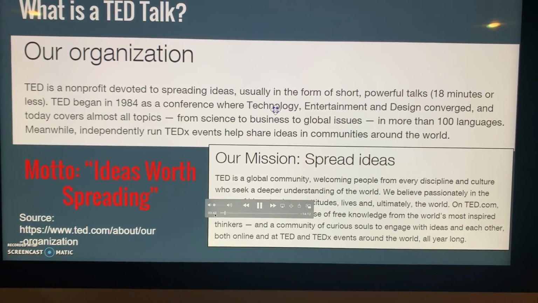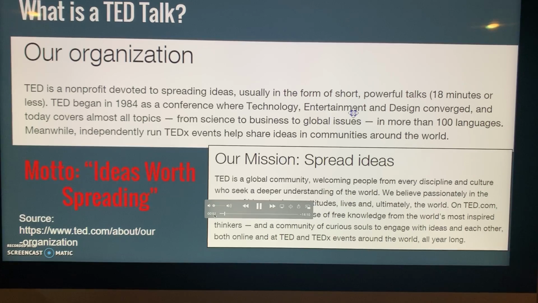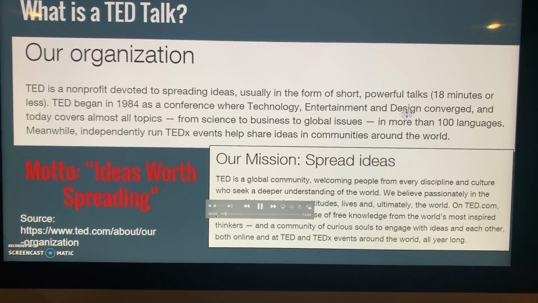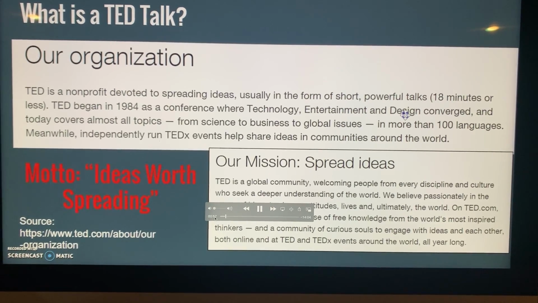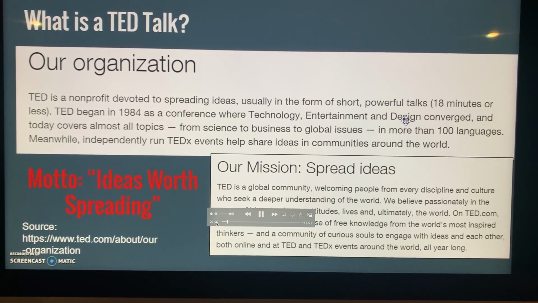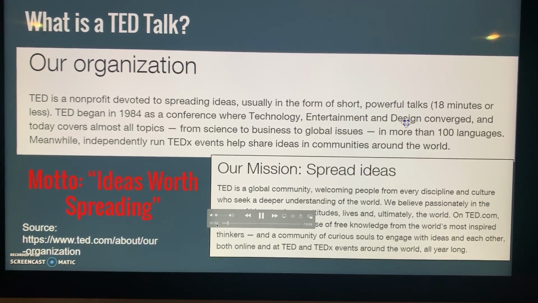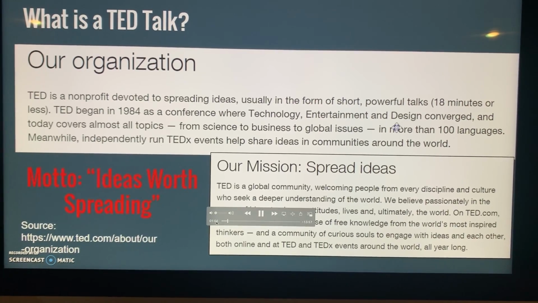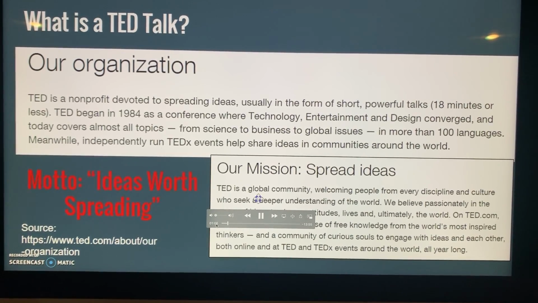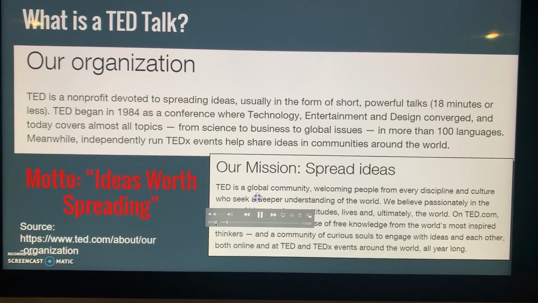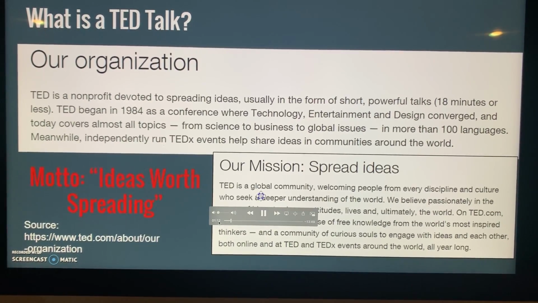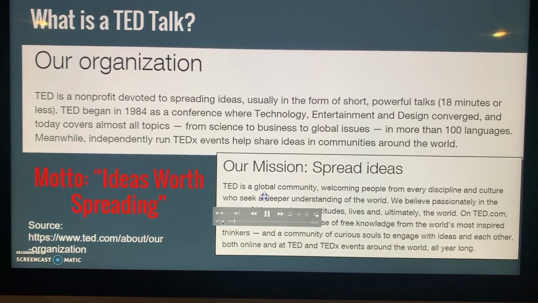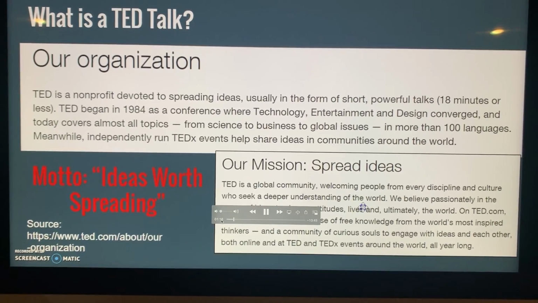It could be something science related, business, global issues, really your own opinion about anything could be formed into a TED Talk. TED is now a global organization, and these talks are given in more than 100 languages. Even locally, you can find TEDx conferences that are like mini TED conferences where people can share their ideas. If you go onto YouTube, you will find hundreds of TED Talks.